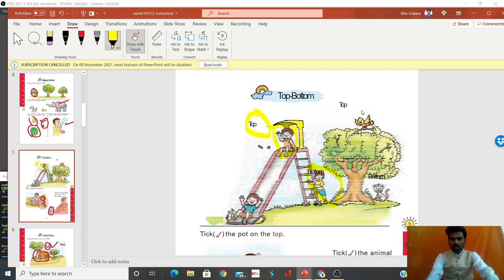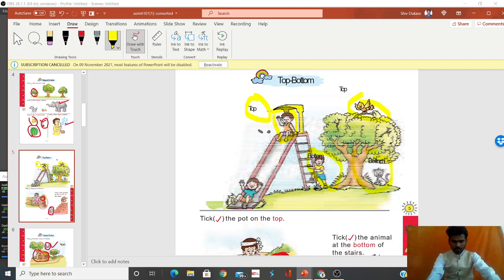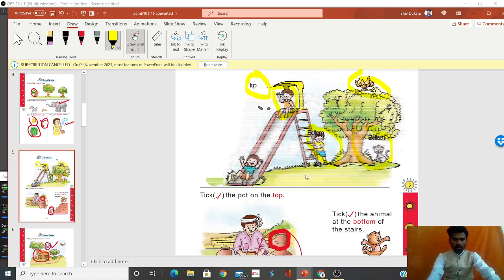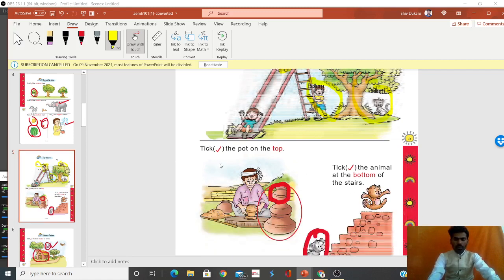Here you can see the picture of a bird. The bird is on the top of the tree, and this is at the bottom of the tree. This cat is sitting at the bottom of the tree. Okay. Now here you clearly understand what is top and what is bottom. Now we have to answer some questions.